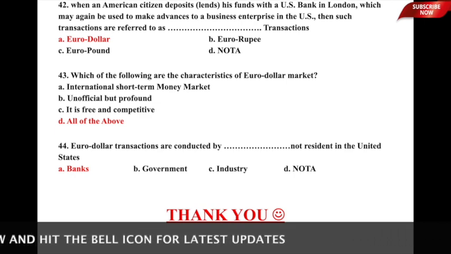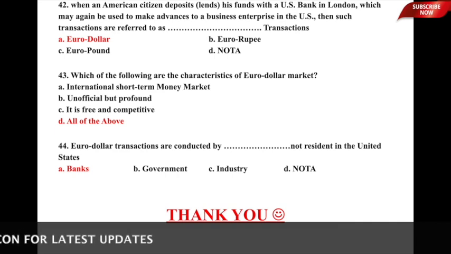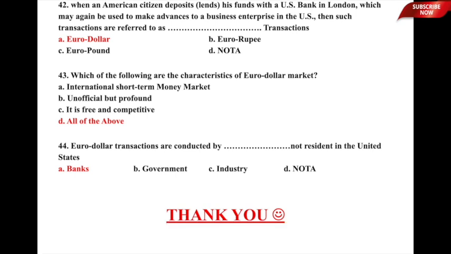Let us now move to the last question with respect to chapter 6 and 7. The question is, euro dollar transactions are conducted by dash, not residents in the United States. The euro dollar transactions are conducted by dash, not by the residents in United States, whether it is A, banks, B, government, C, industry, or D, none of the above. So, here the correct answer is, euro dollar transactions are conducted by banks and not the residents of United States. So, option A, banks, is the correct answer to this question.